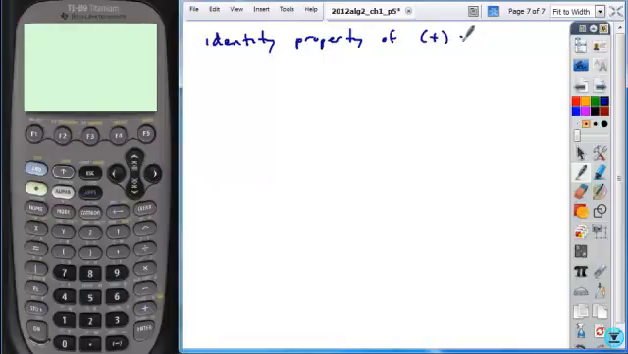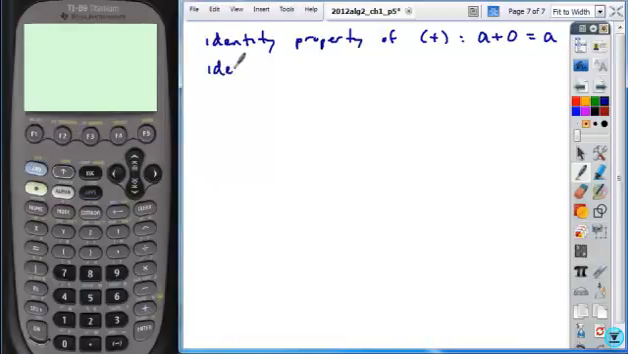I'm just going to abbreviate this. So the identity property of addition means what do you add to something so that it remains itself, or it keeps the exact same identity. So what do we add to A so that the result is A itself? The number is 0. So that's the identity property of addition.